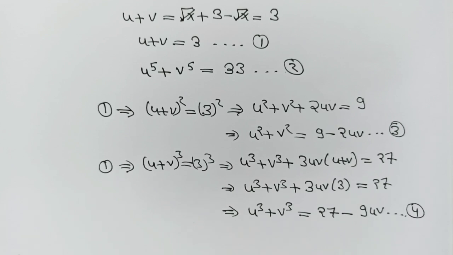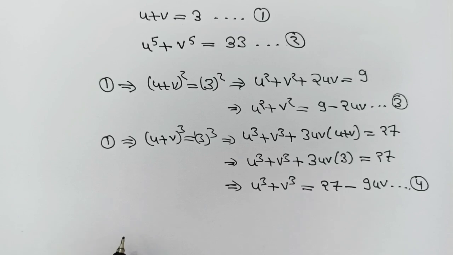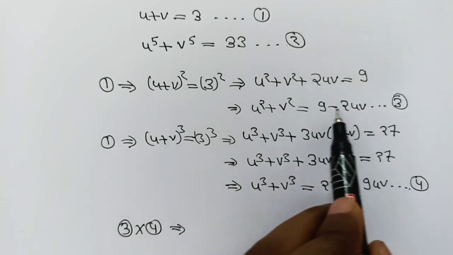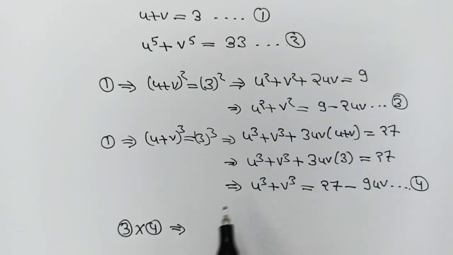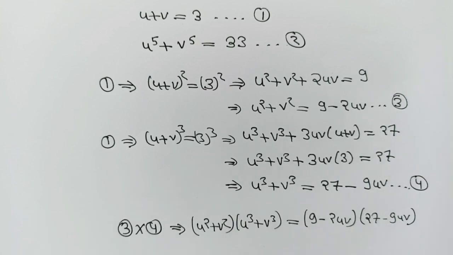So we have four equations, and now using equations 3 and 4, on multiplying equation 3 with equation 4, equation number 3 is this and this is equation number 4. So multiplying 3 with 4, we have (u² + v²)(u³ + v³) = (9 − 2uv)(27 − 9uv).